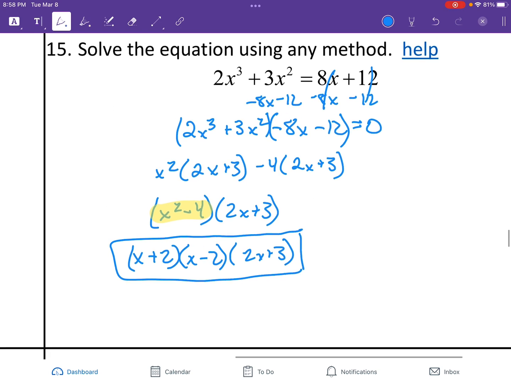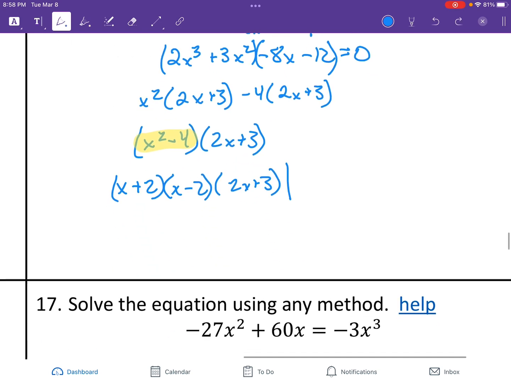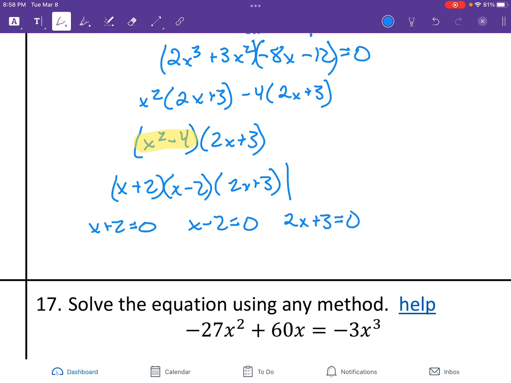Oh, sorry. I forgot something. Now I have to solve them each. So I have x plus 2 equals 0, x minus 2 equals 0, and 2x plus 3 equals 0. So x is equal to negative 2, positive 2, and negative 3 over 2. Yeah, that's ugly. There we go. Sorry, I almost forgot to solve them.